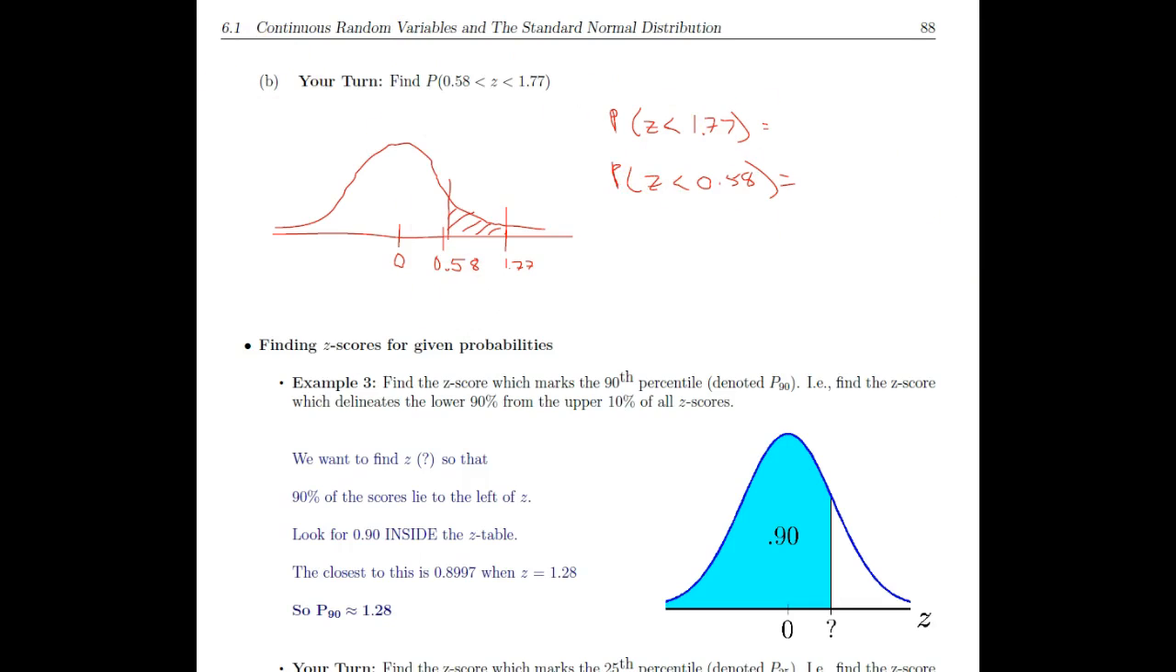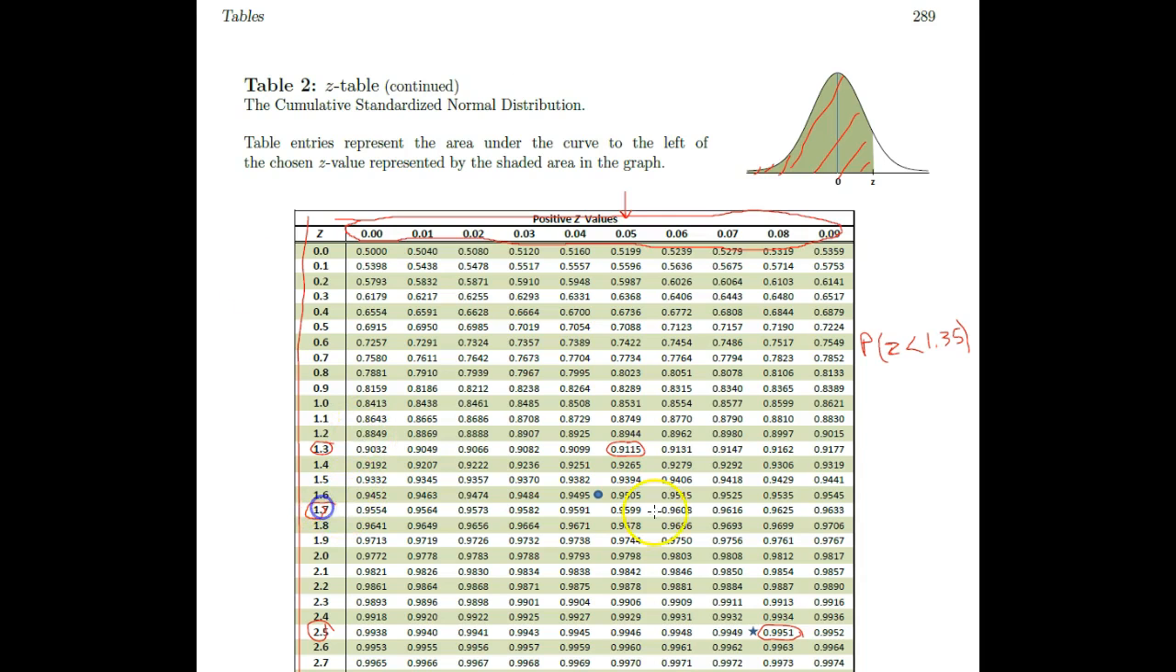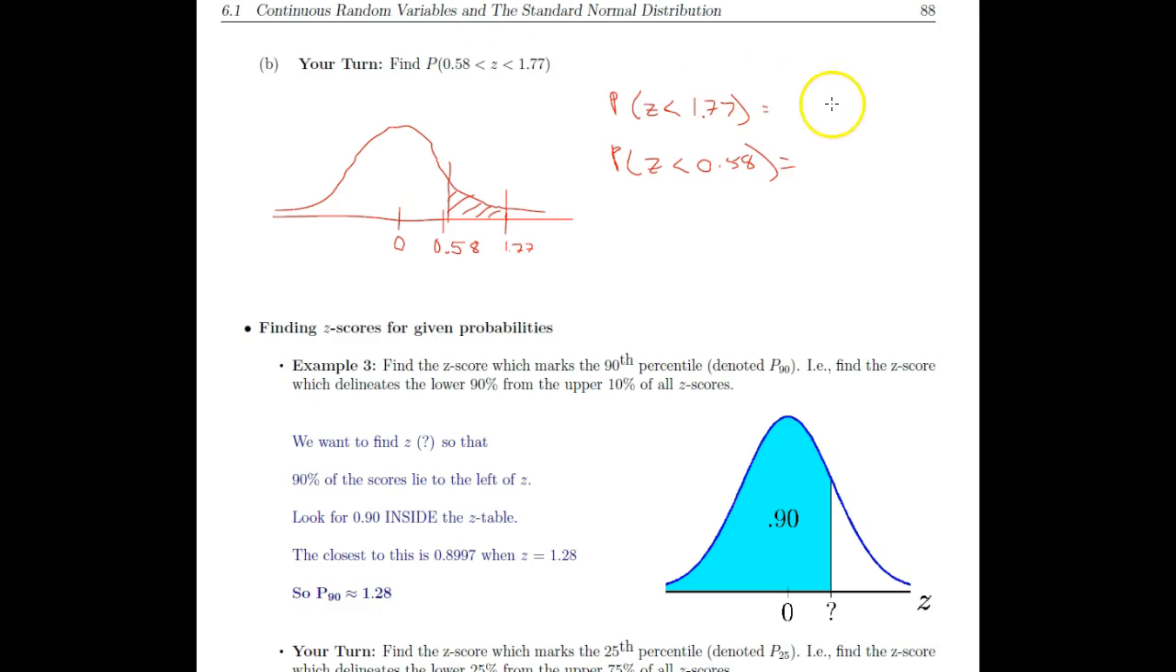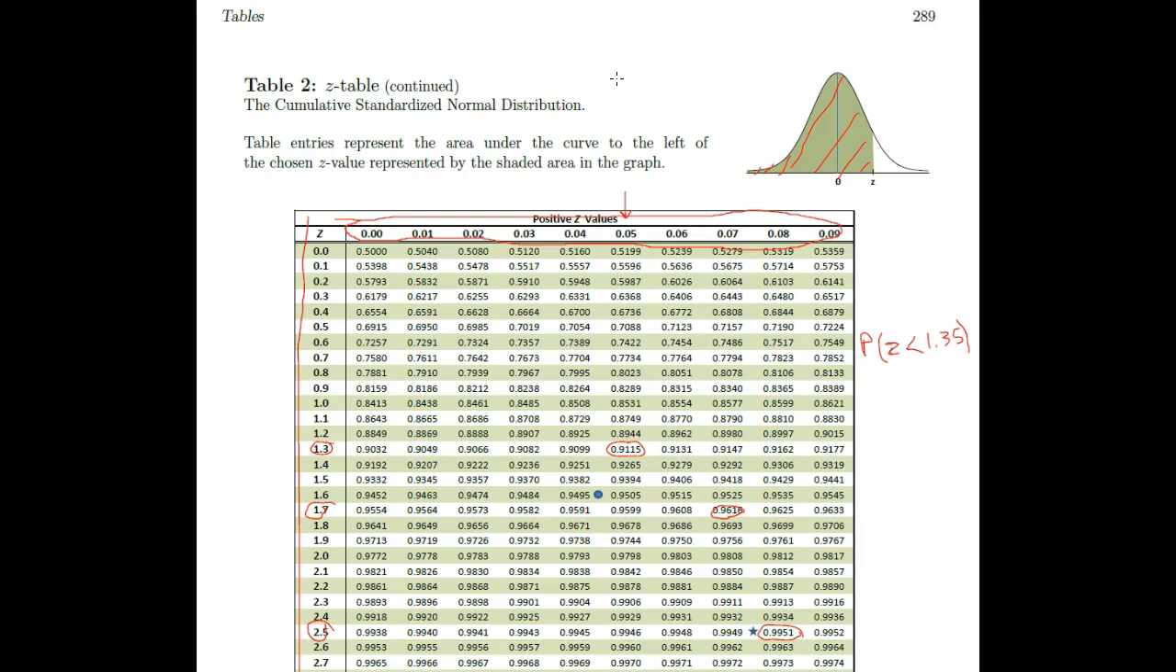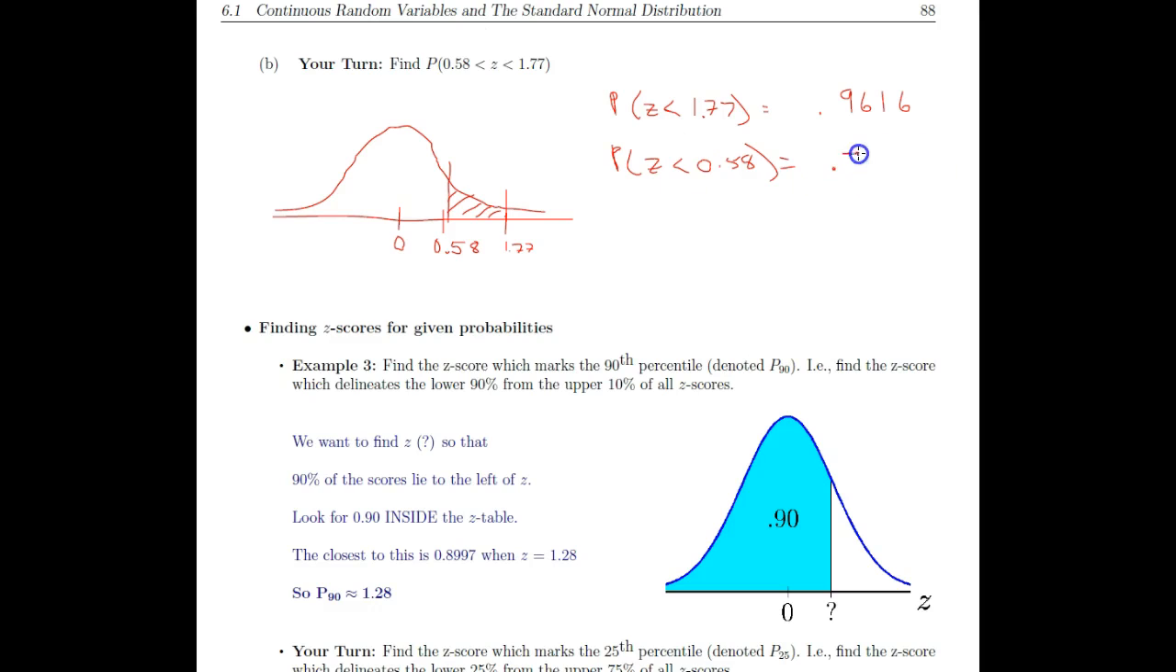For 1.77, the value is 0.9616. And then for 0.58, you get 0.7190.